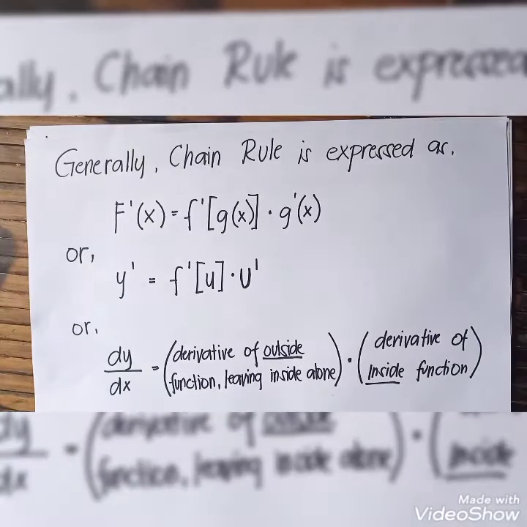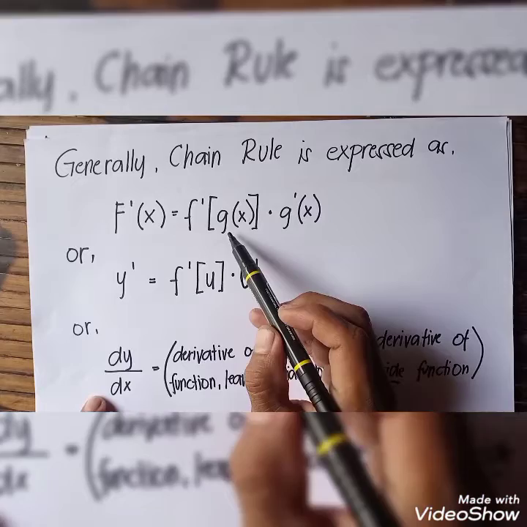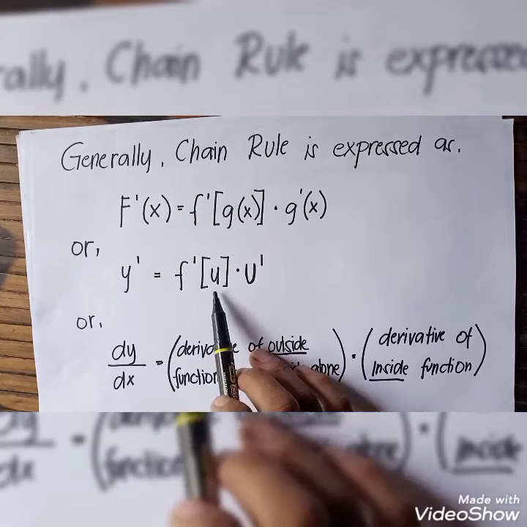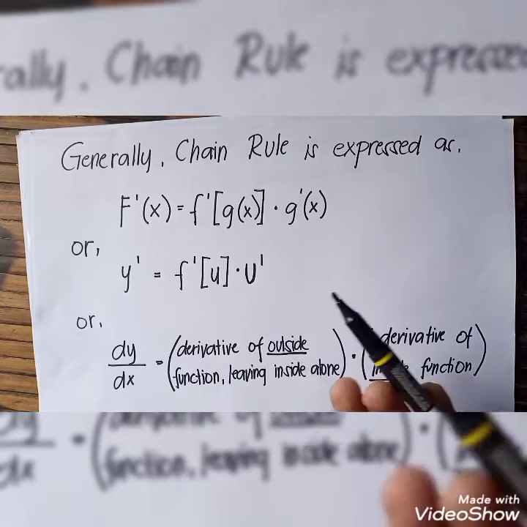Generally, the chain rule is expressed as the derivative of a function is equal to f prime of g of x times the derivative of the inner function, which is g prime of x, or y prime is equal to f prime of u multiplied by our inner function, u, which is multiplied by its derivative.